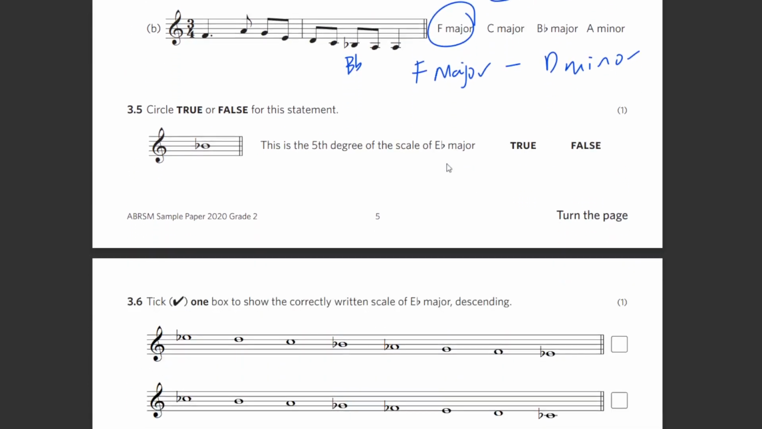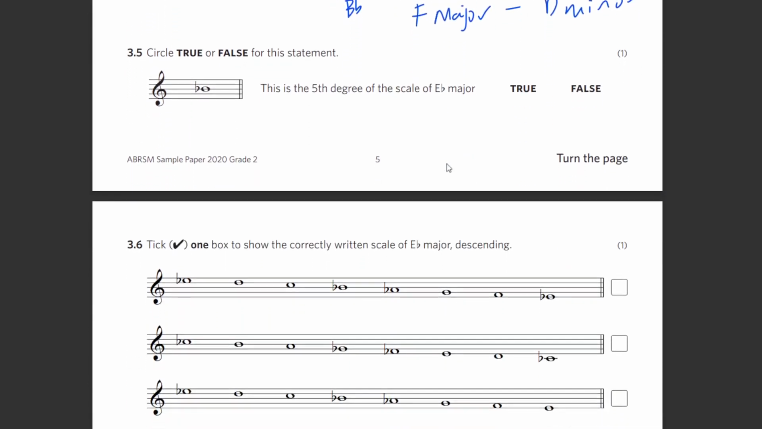Okay, next. Circle true or false for this statement. This is the 5th degree of E flat major. So E, F, G, A, B. B is the 5th, but because E flat major has B flat, E flat, and A flat, B should be flat. So yes, it is correct. B flat is the 5th degree of the scale of E flat major. So 3.5 is true.